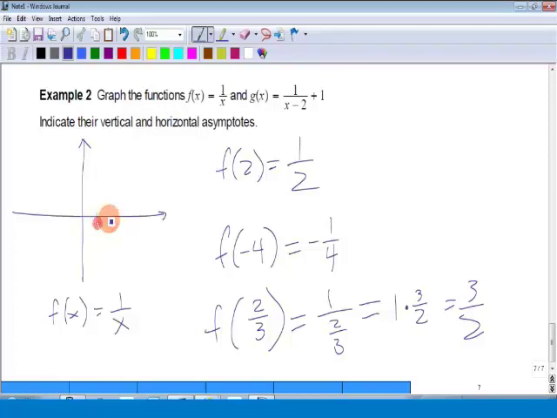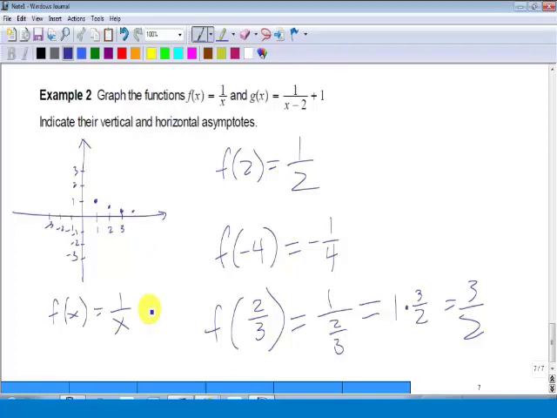So let's plot a few points. 1, 2, 3. Negative 1, negative 2, negative 3. What is the reciprocal of 1? 1. So we plot the point (1, 1). We know the reciprocal of 2 is 1/2, and the reciprocal of 3 is 1/3, and the reciprocal of 4 is 1/4.